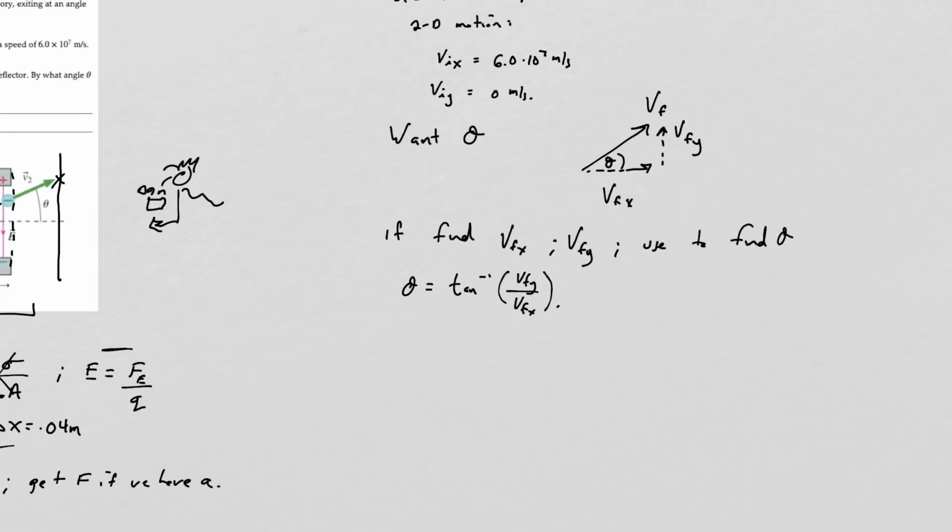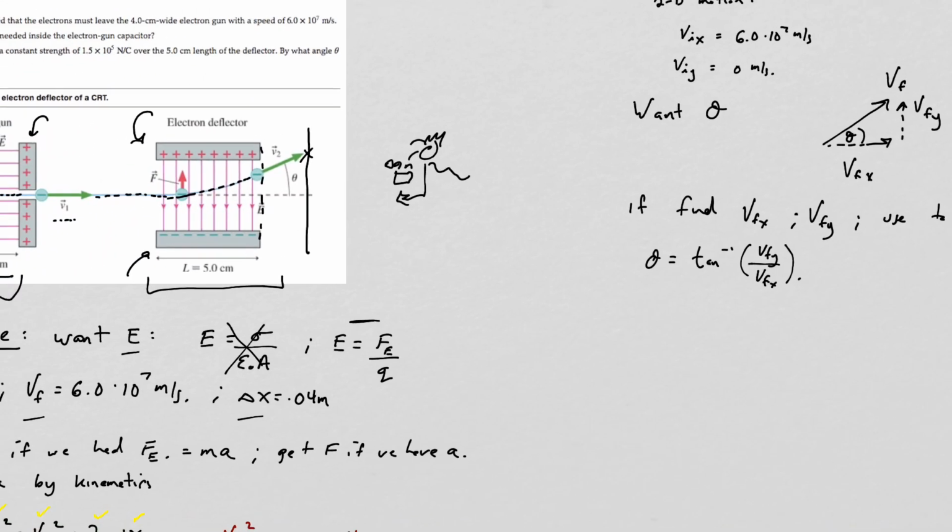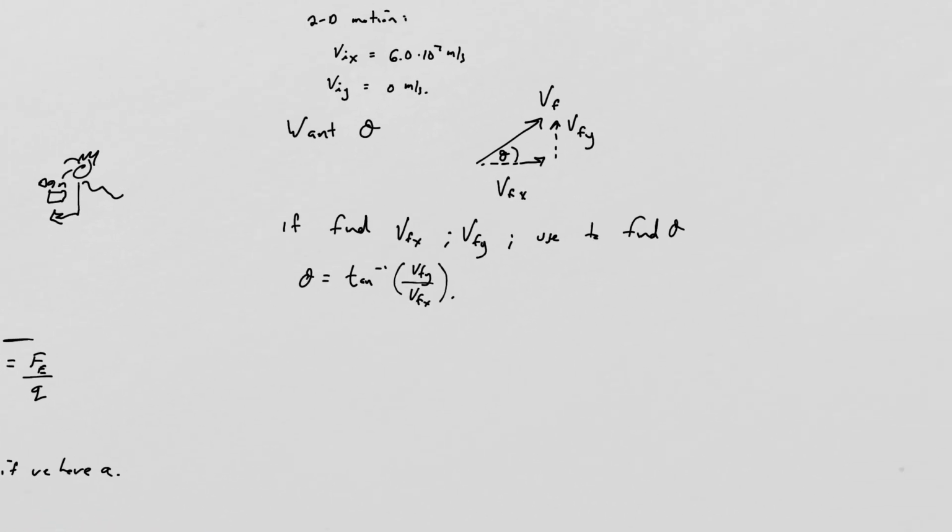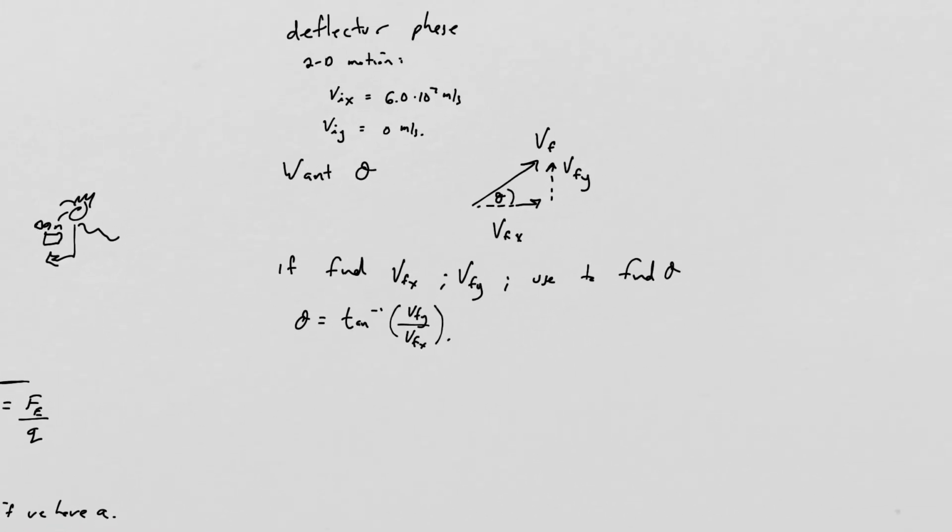Which direction is the force happening in the deflector phase? Well, they show it to you right there. The force is going up, namely only in the y direction, which means that the v initial in the x is the same as the v final in the x, because Newton's second law tells us that an object remains in that motion unless acted upon by an external force, and here there's none. So, we already got that piece.